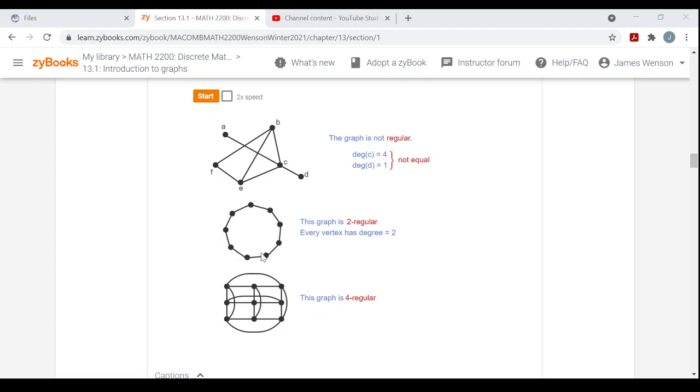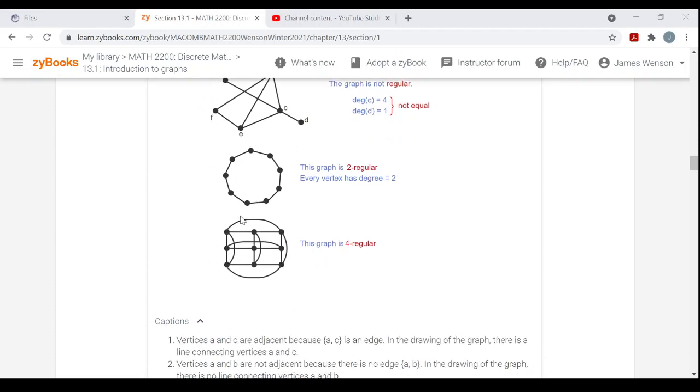This graph here, which we'll see is called a cycle, right, for obvious reasons, I'm hoping. This graph is regular. Right? Every single vertex has degree 2, so they'd call it 2 regular. This graph down here might be a little harder to see with all these, but this graph is 4 regular. Every single vertex has 4 lines coming off of it, 4 neighbors. All right.